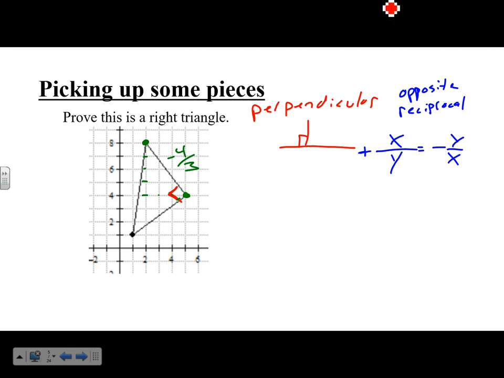Now let's look at this slope. Again, I start with my left-hand point. You don't have to, but I think it makes it easier. This one goes up 1, 2, 3, so it's positive 3. Then goes to the right 1, 2, 3, 4. Are these two opposite reciprocals? Yeah, opposite. One's negative, one's positive. Reciprocal, 4 over 3 and 3 over 4. So yes, opposite reciprocal. So that means that these two lines are perpendicular, so that means it is a right triangle.